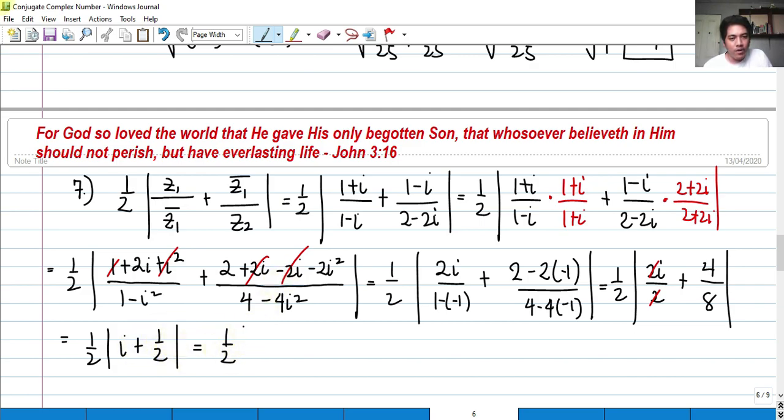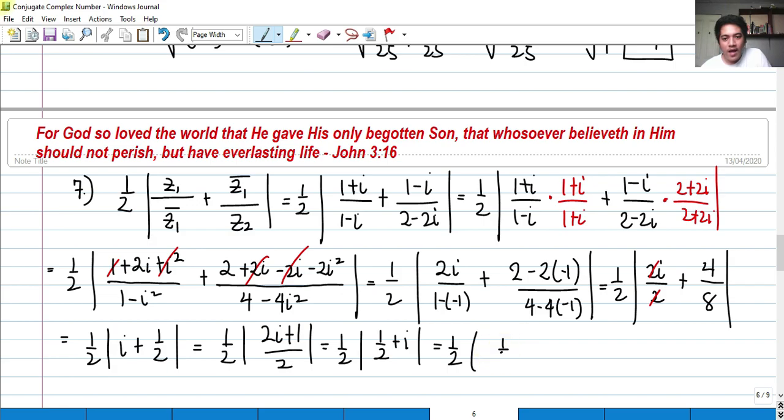So how are we going to write this? We have 2i plus 1 over 2, the modulus of that. In other words, we have 1 half the modulus of, we can rewrite this as 1 half plus i. We need to get the modulus of this before multiplying by 1 half. So the modulus of this term would be 1 half squared plus 1 squared. Our x here is 1 half, our y here is 1.